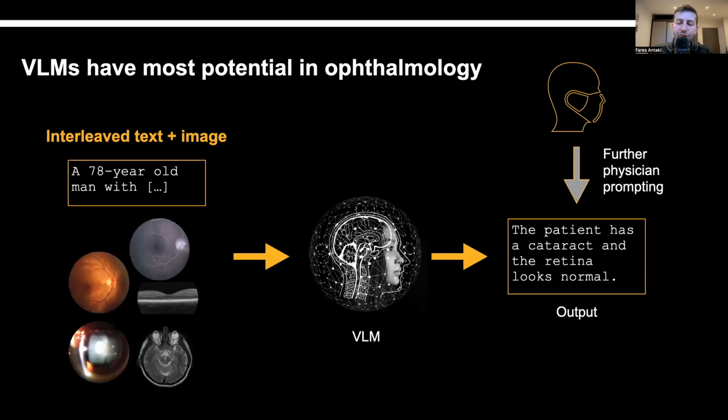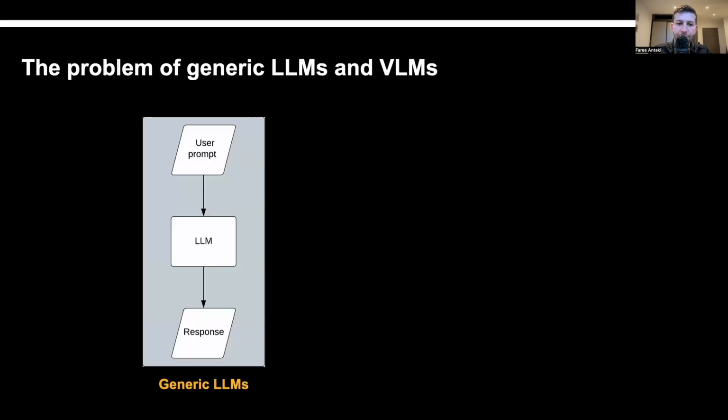VLMs have most potential in ophthalmology, in my opinion. Here's an ideal example. An ideal model would support interleaved text and multimodal patient imaging. The output would ideally contain a diagnosis and explanation, and then the ophthalmologist would be able to further prompt the model to get more information on treatments and prognosis and even generate a report for the EHR.